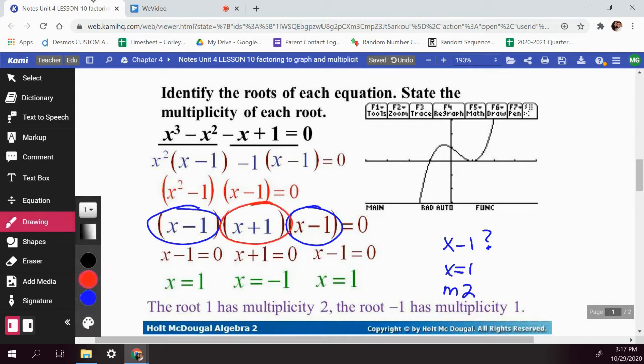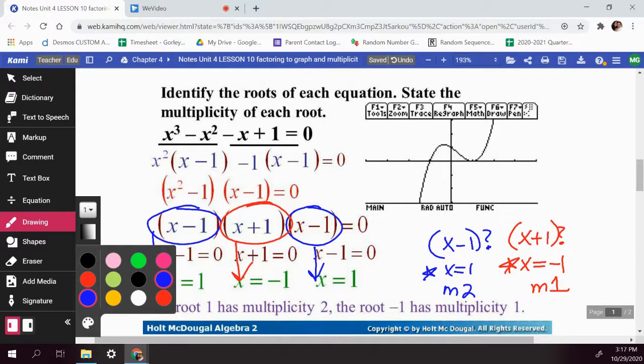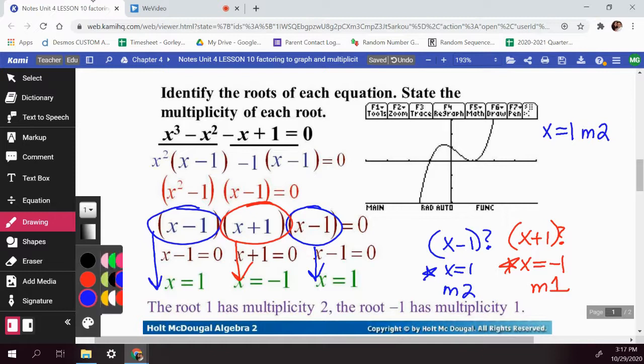How many times does the factor x plus 1 appear? Well, x plus 1 just appears once. Okay, the solution, -1, would have a multiplicity of 1 then. Remember, if the factor is x minus 1, then the solution is 1. Remember, if the factor is x plus 1, then the solution is -1. And we can see that here. Okay. So in my answer, I would say that x equals 1 has a multiplicity of 2. And I would say that x equals -1 has a multiplicity of 1.